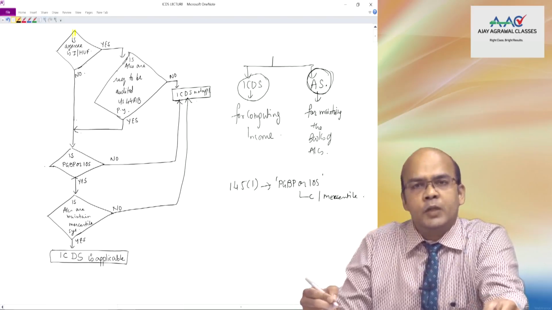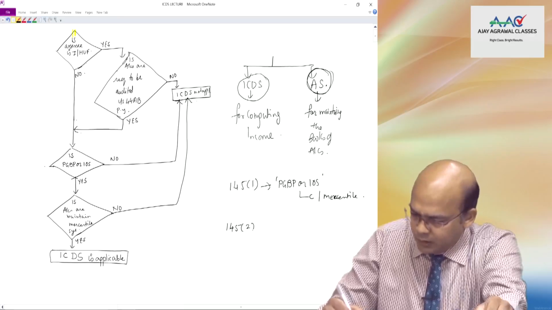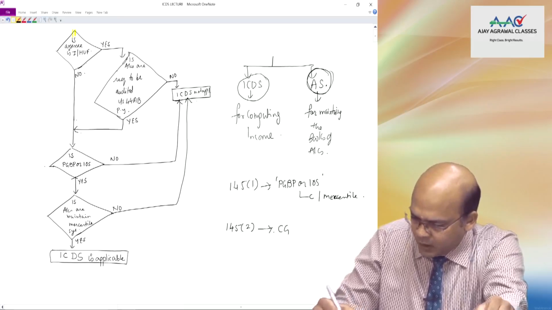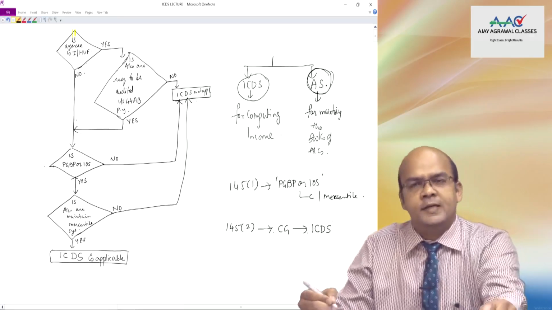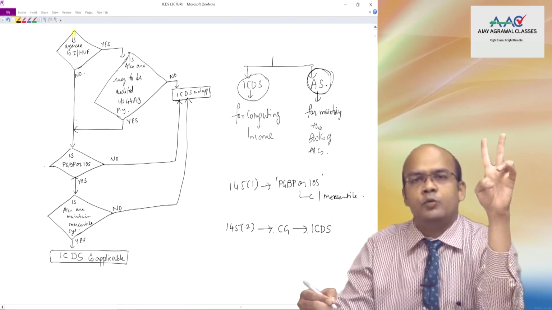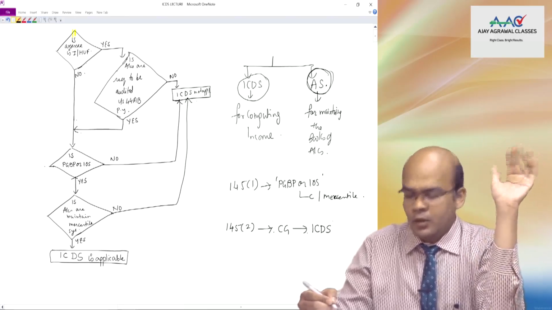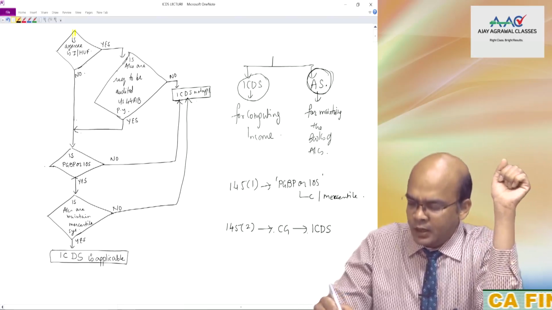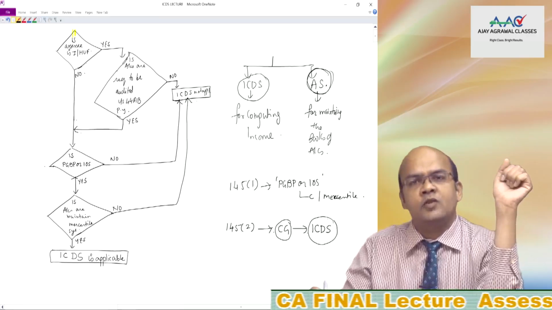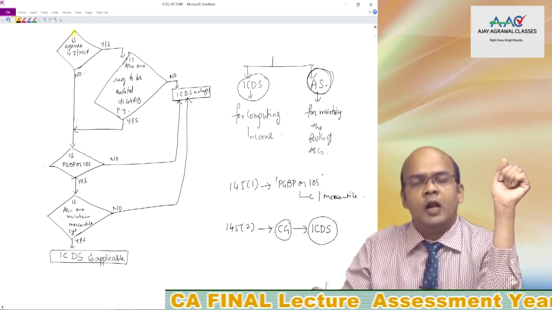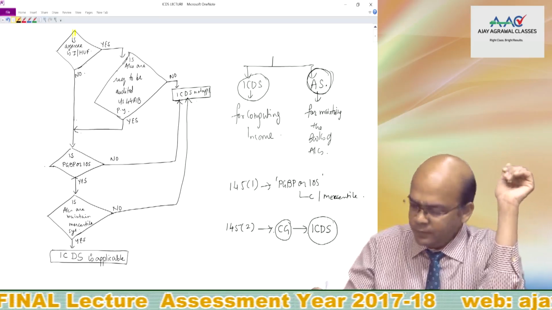In compliance with 145 subsection 1, 145 subsection 2 is nothing but it empowers the central government to issue the ICDS. Earlier, before ICDS there were accounting standards, and there were only 2 accounting standards. Fine. And both were disclosure requirements only. Now the central government is empowered to issue the ICDS for a class of person or for a particular source of income. Fine.